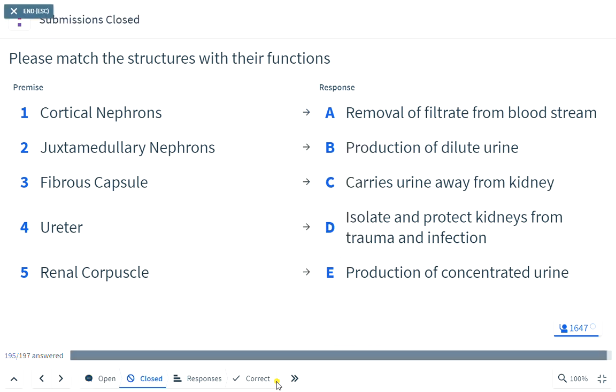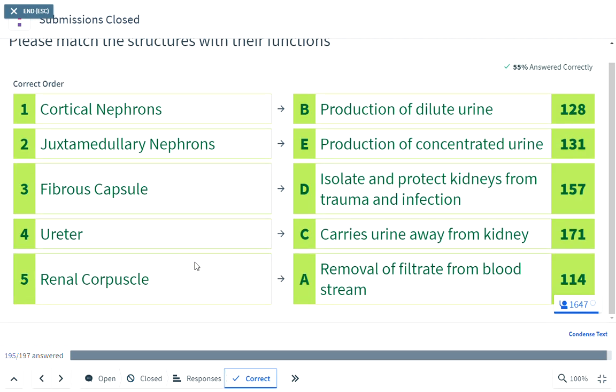So let's go through it. Cortical nephrons: dilute. Juxtamedullary nephrons: make concentrated urine. The fibrous capsule is going to protect our kidney and isolate the kidney. The ureter moves urine away, and finally the renal corpuscle is going to remove filtrate from the bloodstream.